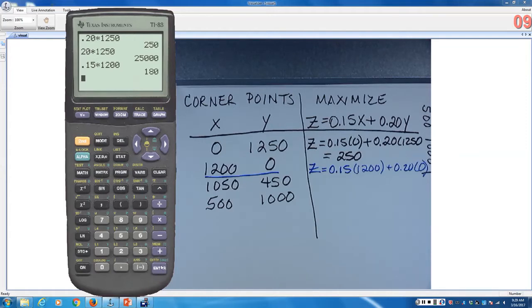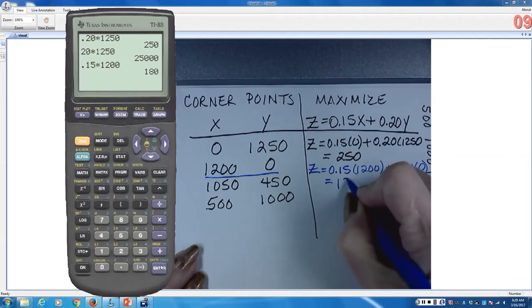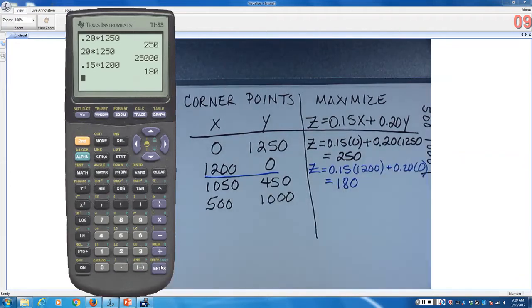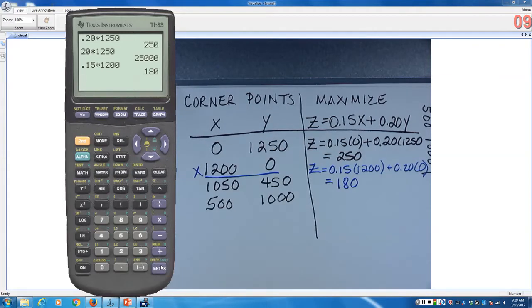And that gives us $180. So that's definitely not a maximum point. We can tell right now that that's not going to be a maximum. So then we move on to the next one.